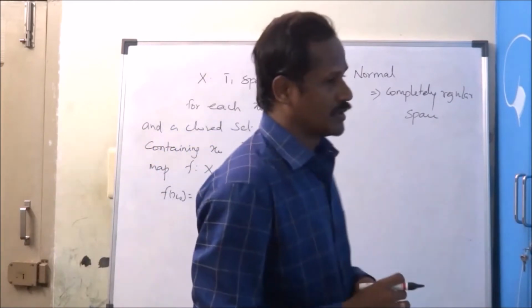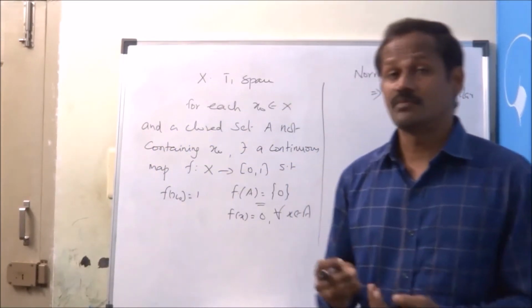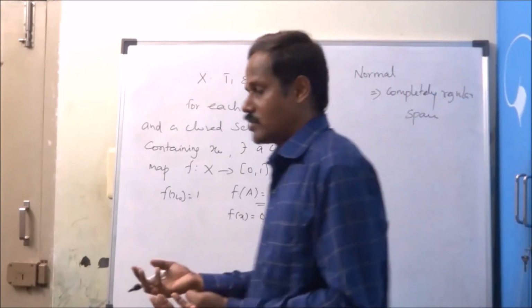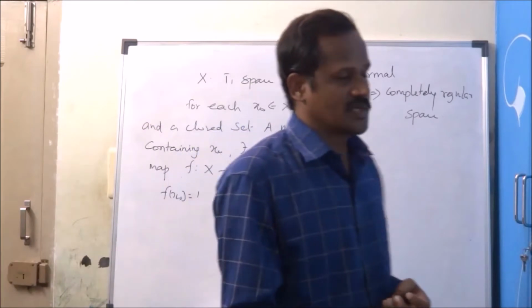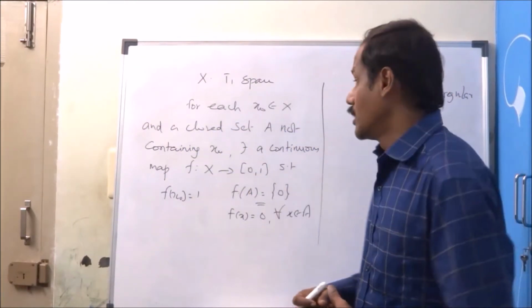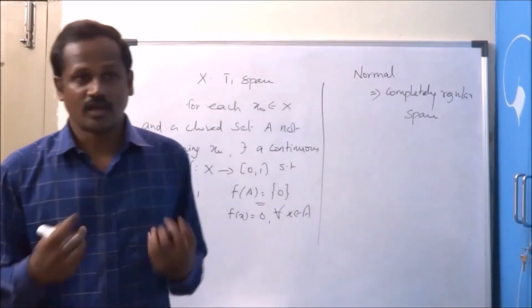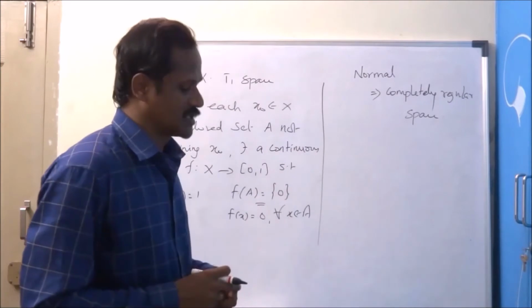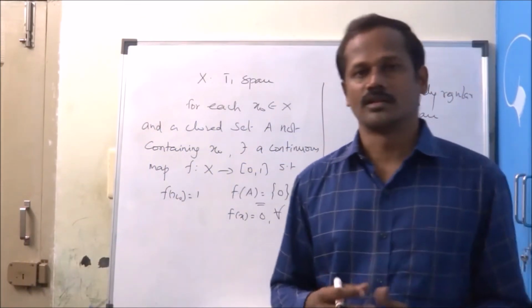Once we have proved this result, then we are having a lot of examples for a completely regular space. That is, every normal space is a completely regular space. And we know that every metrizable space is normal and therefore it is a completely regular space. And then we already proved that every compact Hausdorff space is normal and therefore every compact Hausdorff space is a completely regular space. So we are getting a lot of examples for a completely regular space.